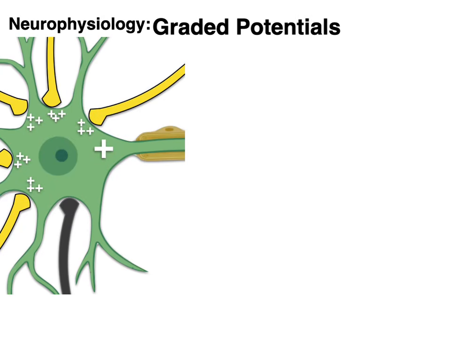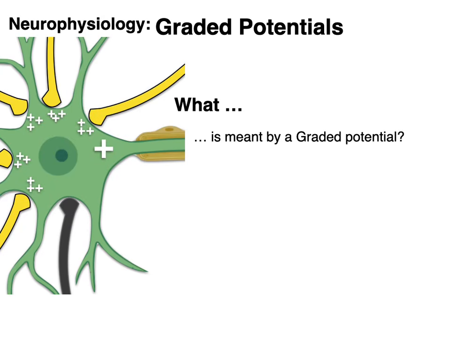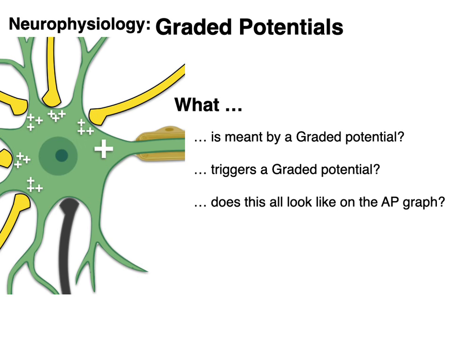Continuing with neurophysiology, we're now going to discuss graded potentials and answer the questions: what is meant by graded potential? What triggers a graded potential? What does this all look like on an action potential graph? And what is an excitatory and inhibitory postsynaptic potential?